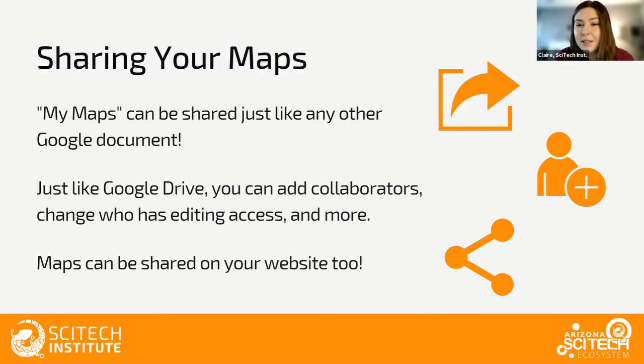Once you have built your map, you can share it just like you would any other Google Doc. You can add collaborators, you can hit share and get a link. You can put it on a website or on a Facebook page or something like that. And you can actually make it searchable on Google too. If you name it something specific and people know what to look for, then they can just type that name in Google and it'll pop up.